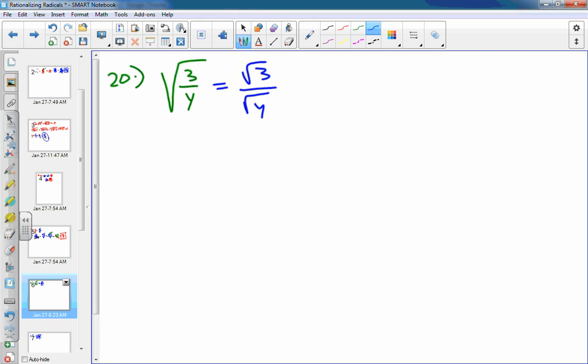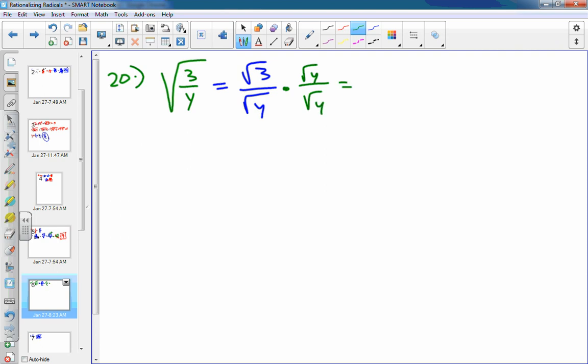One. How many do I need? Why do I need 2? Because it's the square root, right? If it was the cube root, I would need 3, if it was the 5th root, I would need 5. We all good on that? So I currently have one y in the denominator, so I need to multiply this by another what? Square root of y over the square root of y.